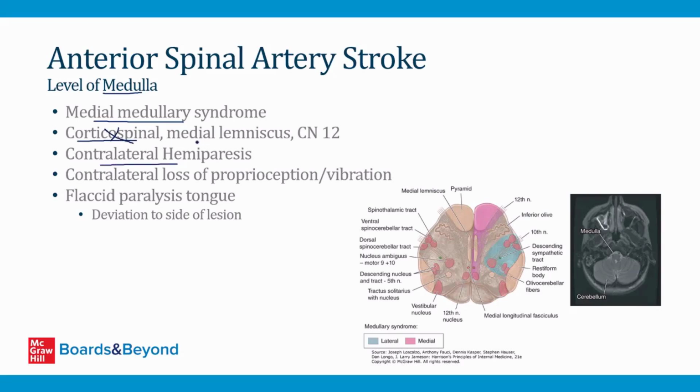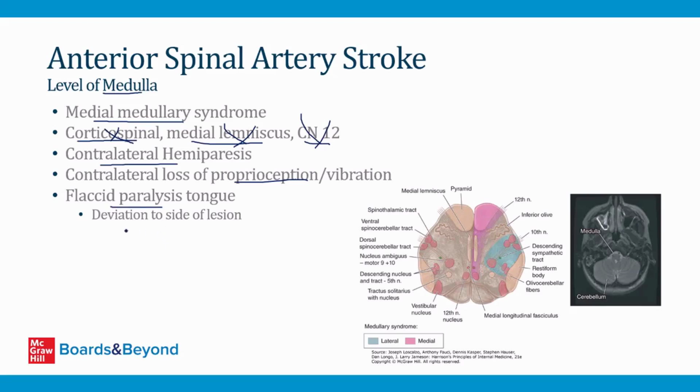You also find fibers of the medial lemniscus in the middle portion of the medulla. And so damage to these fibers leads to contralateral loss of proprioception and vibration sensation. And then lastly, cranial nerve 12 is found in the middle portion of the medulla. So damage to this cranial nerve leads to flaccid paralysis of the tongue.